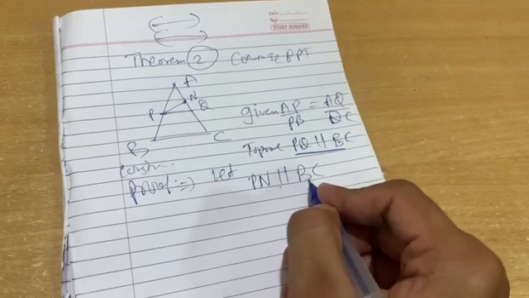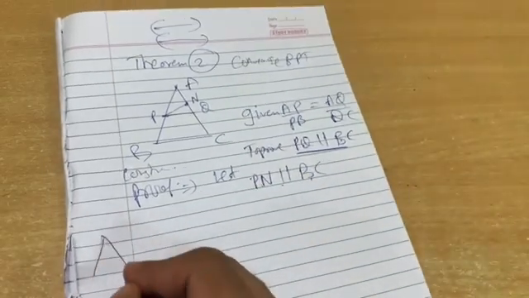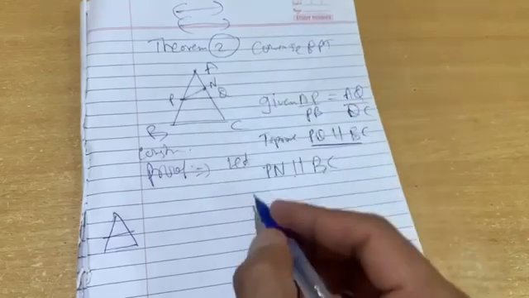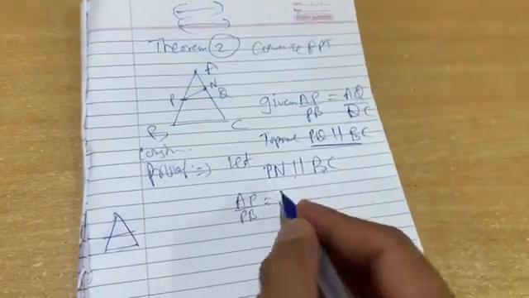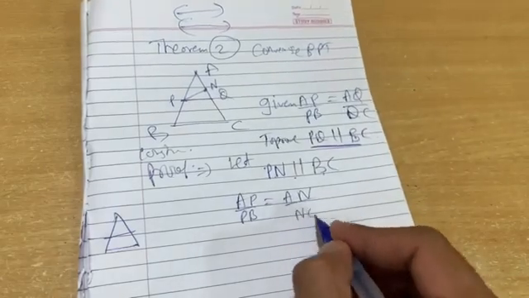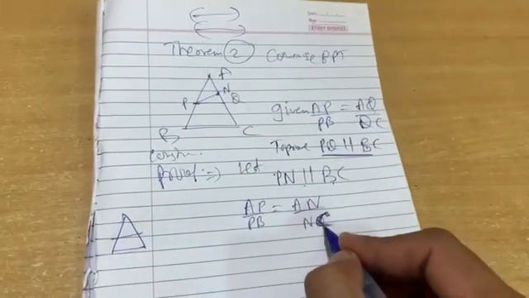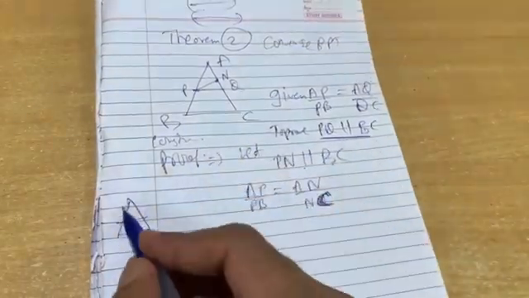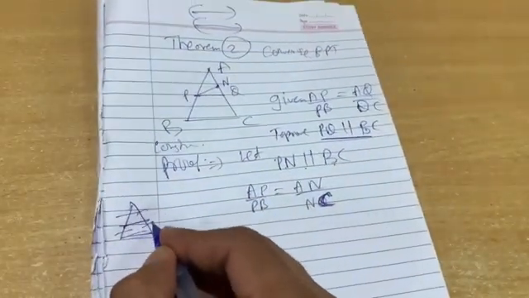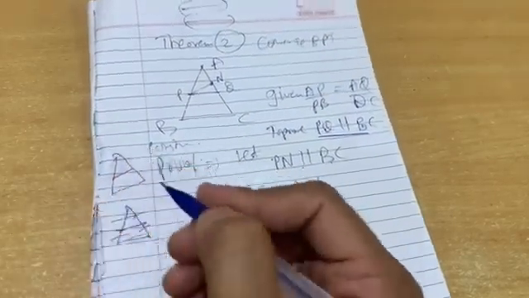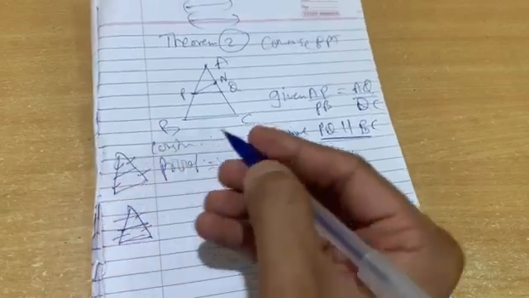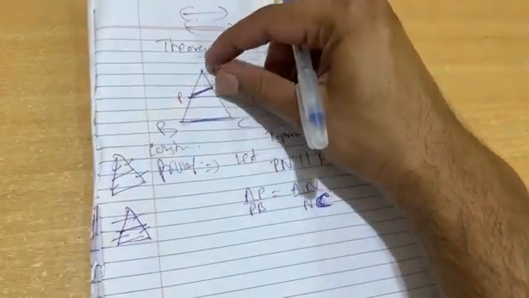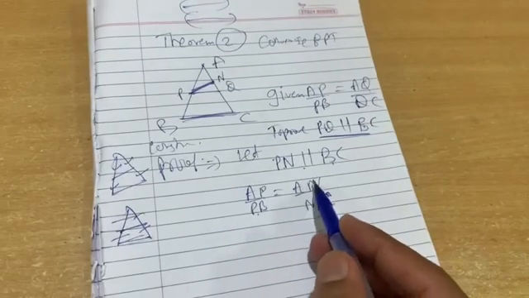If PN is parallel to BC, we have learned by the BPT theorem that if anything is parallel, they will be proportional. So we can say AP upon PB will be equal to AN upon NC. If this is the triangle and this is parallel to this, then this upon this will be this upon this. Similarly, if these two lines are parallel, this small part upon the whole part gives AP upon PB equal to AN upon NC.